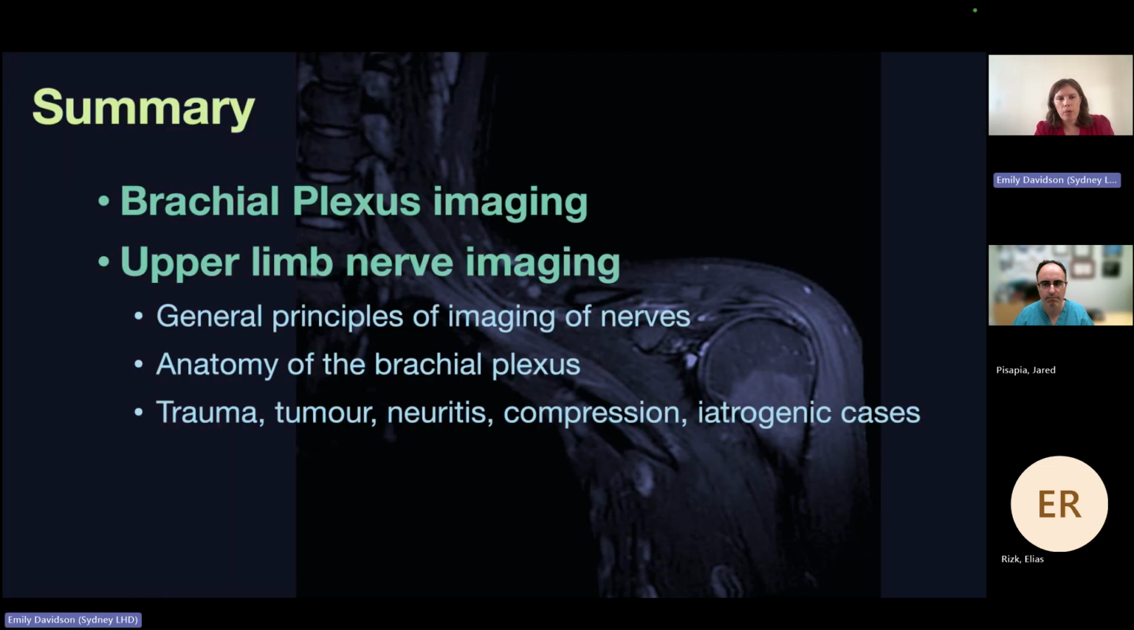So we went through brachial plexus imaging, some anatomy and general principles of imaging of the nerves, as well as a few cases of upper limb nerve. And we mainly spoke about trauma, as well as some thoracic outlet compression cases, as well as a number of iatrogenic injuries and what that means, and tumor and neuritis cases.